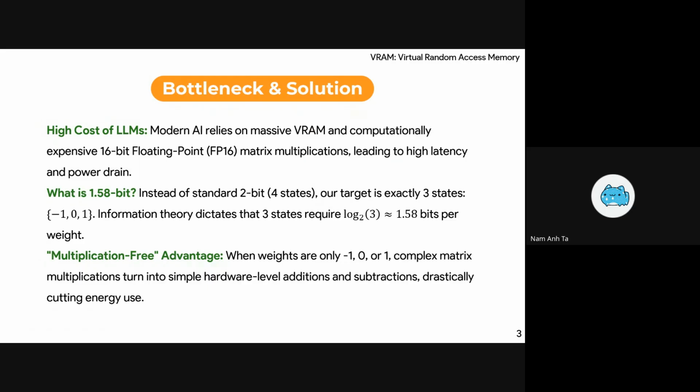3 states means that all of the model weights will become only 3 values, which is -1, 0 and 1. And why these 3 states? These states are called the ternary values. Ternary values means that when you have weights of only these 3 values, all of the matrix multiplication will turn into very simple additions and subtractions, and it can drastically cut the energy use, and the model size also becomes much smaller.